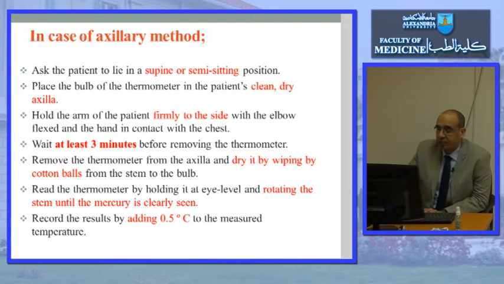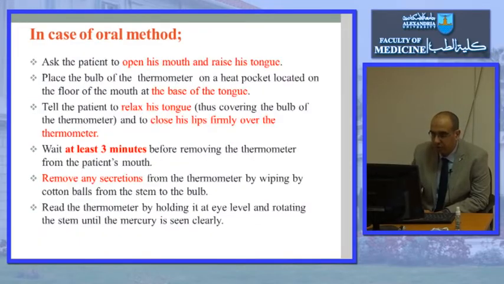For the axillary method, the patient should lie in the supine or semi-sitting position. The patient's axilla should be clean and dry. I should hold the patient's arm firmly to the side with the elbow flexed and his hand in contact with his chest. We should wait for at least 3 minutes. Then I remove the thermometer and dry it by wiping it with cotton balls. And then I should read the thermometer by rotating the stem until the mercury is clearly seen. As I said before, for axillary temperature, we should add 0.5 degree to the measured temperature.